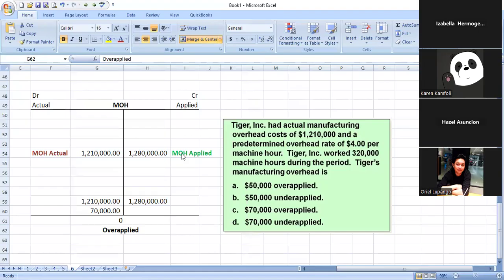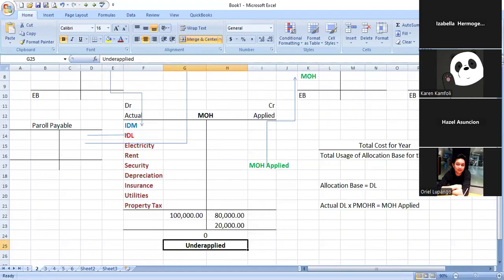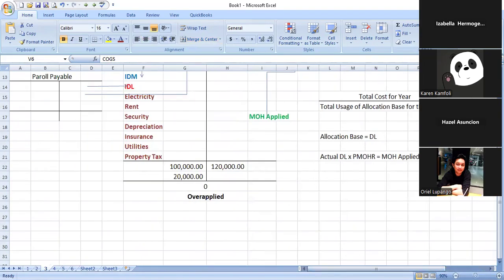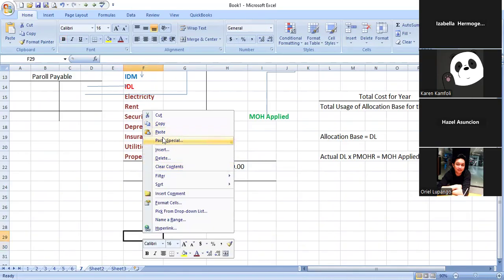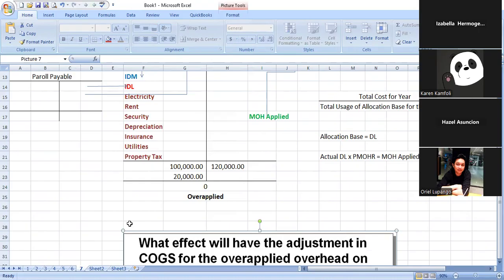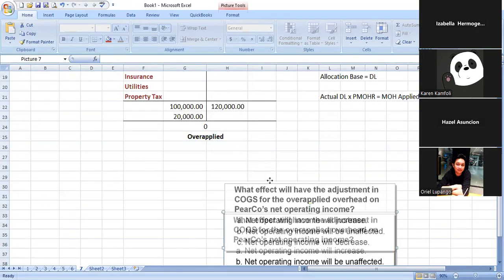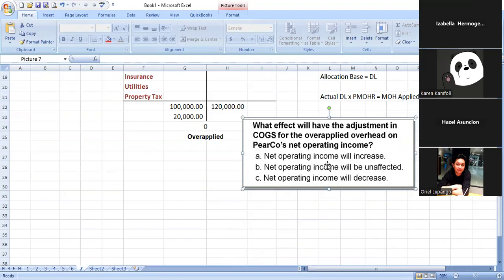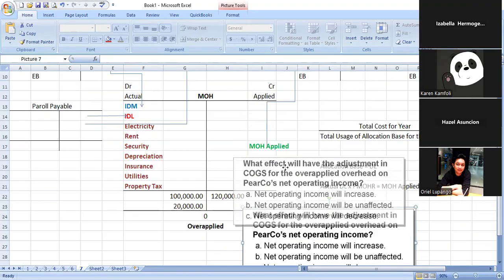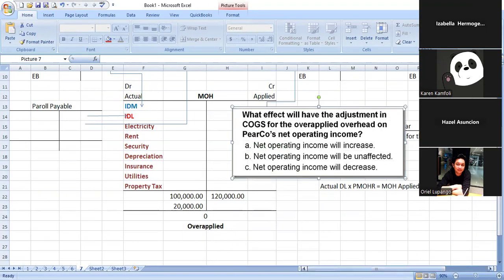Let's get the very first one. No, actually, we're looking for over applied, right? The question was over applied. Let's get this one. Number 3 was over applied. Let's put it here. That will be 7. And let's think about it together. So, first things first. Our overhead is over applied. Correct? We're over applying the overhead.